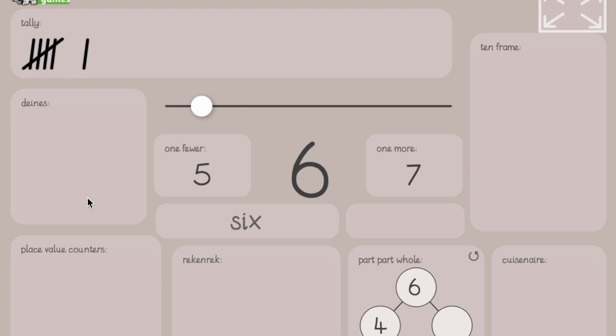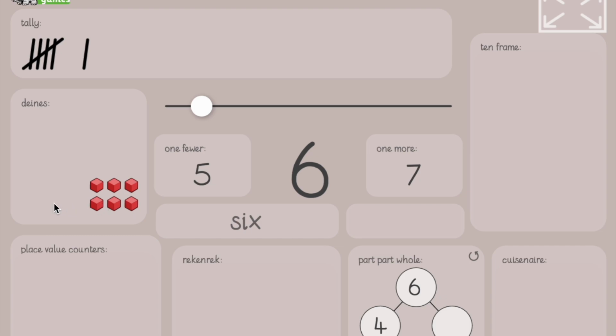How do we show 6 with base 10 blocks? Draw it now. Like this. 6 units. 1, 2, 3, 4, 5, 6.